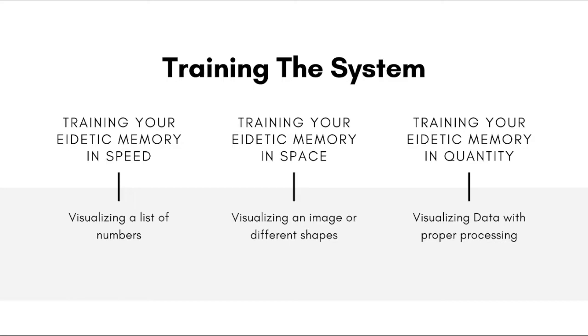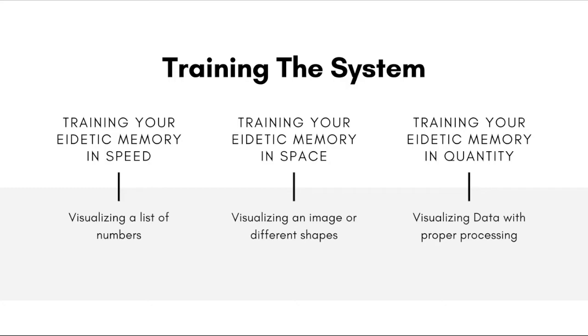And the first step to training your eidetic memory is to focus on speed. You want to start by visualizing a list of numbers. Pick any list of numbers, and what you're going to do is glimpse at each separate group of numbers, preferably made out of 4 to 5 numbers to begin with. You will glimpse at it for a second, then close your eyes and try to remember what you saw.